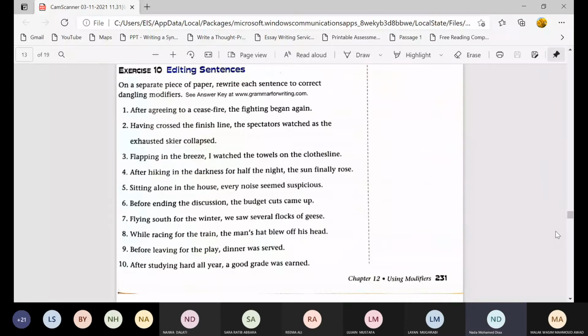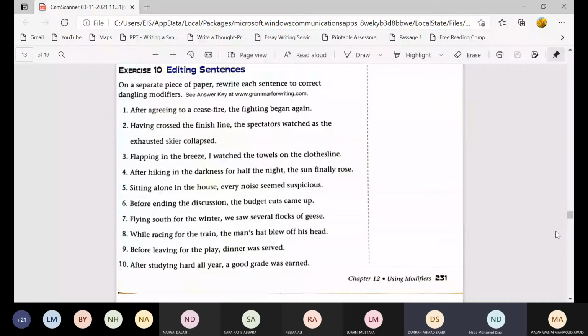Natalie, number 5. Kadra, Lana, Durra. Yes, miss. Durra, huh? 5.